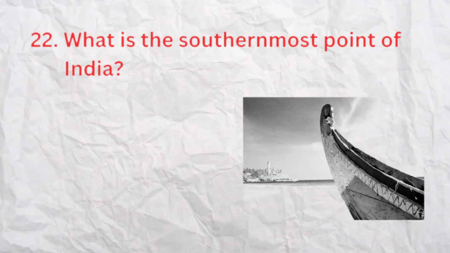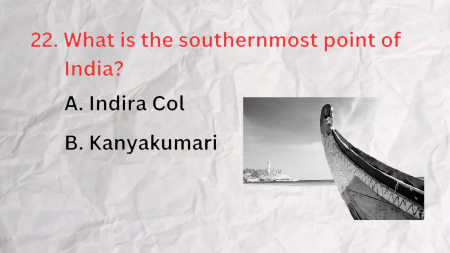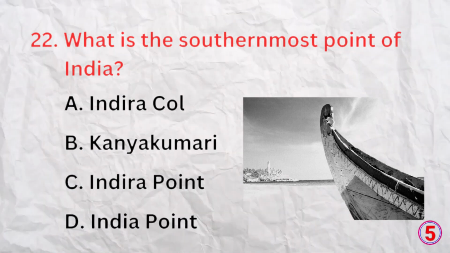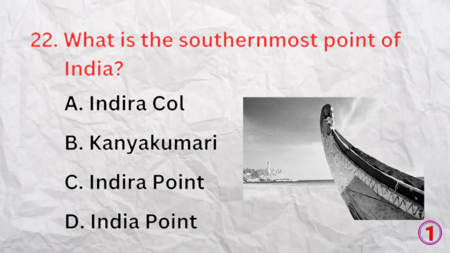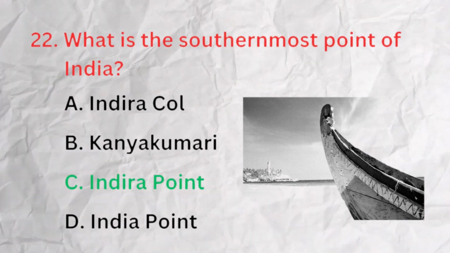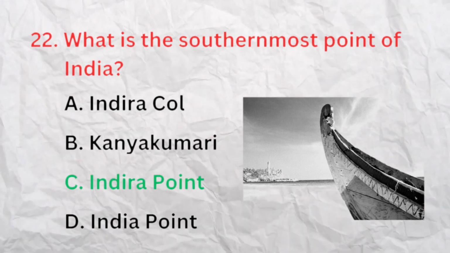What is the southernmost point of India? The correct answer is option C, Indira Point.